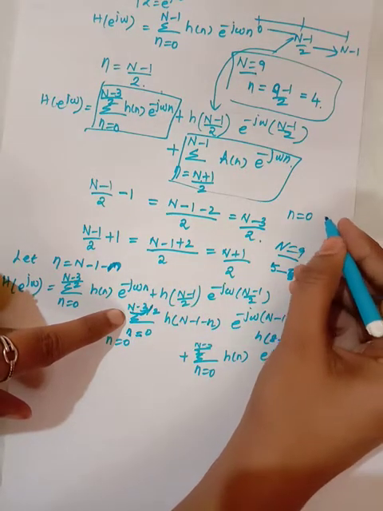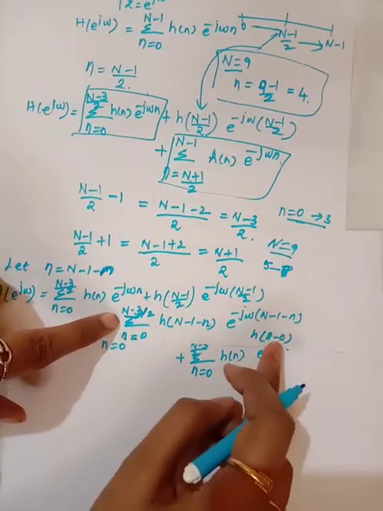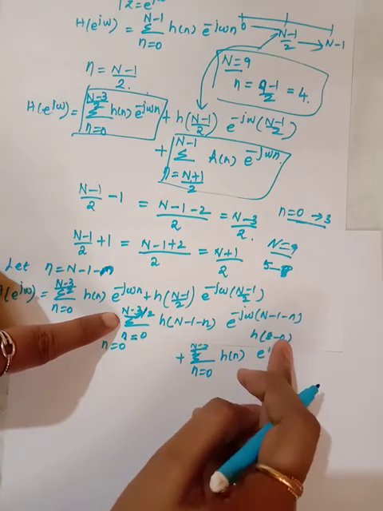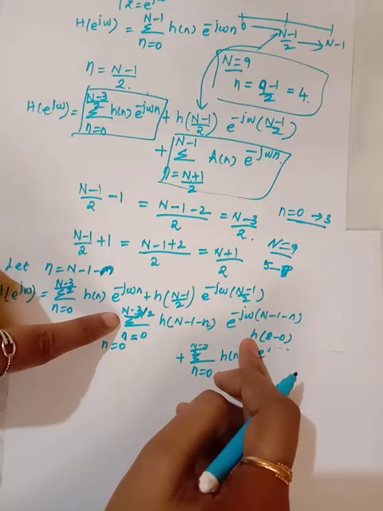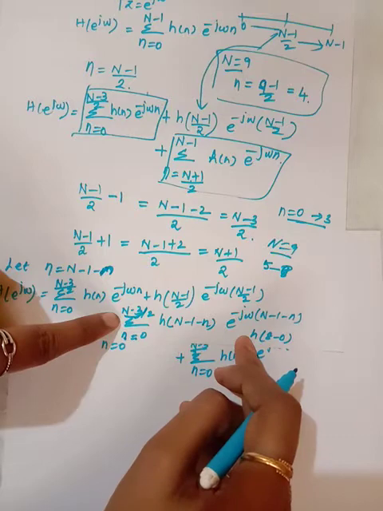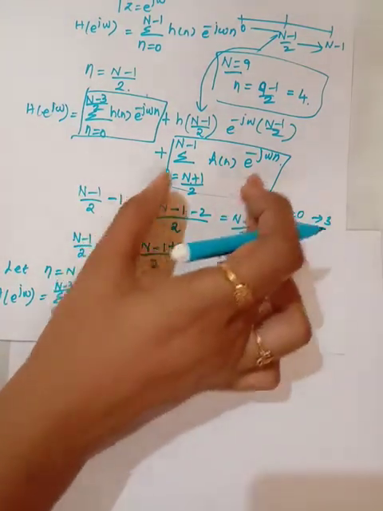6 by 2 is 3. So n varies from 0 to 3. When you substitute n is equal to 0, you will get h of 8. When you substitute n is equal to 1, you will get h of 7. When you substitute n is equal to 2, you will get h of 6. When you substitute n is equal to 3, you will get h of 5. So like that, this is equivalent to this summation.